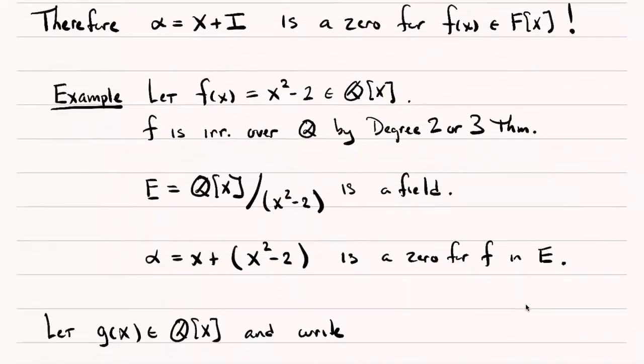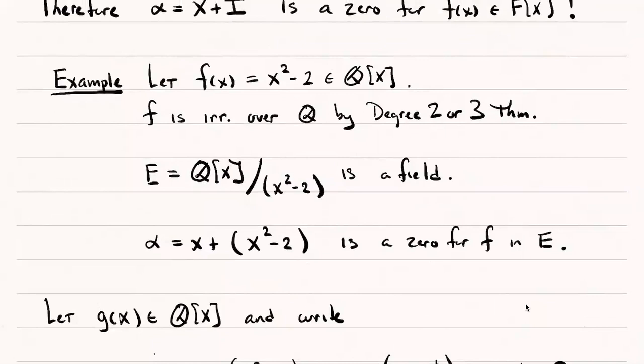Let's look at an example. I think I owe you an example after sitting through that. Let's take our polynomial x squared minus 2 over Q. It's irreducible over Q by the degree 2 or 3 theorem. Yeah, the square root of 2 is not rational. So that's an irreducible polynomial. So this E, the quotient of the rational polynomials by the ideal generated by x squared minus 2, is a field. And the coset containing x is an element of that field, and it's the 0 for f. So somehow it's supposed to be the square root of 2. Or I guess maybe minus the square root of 2.